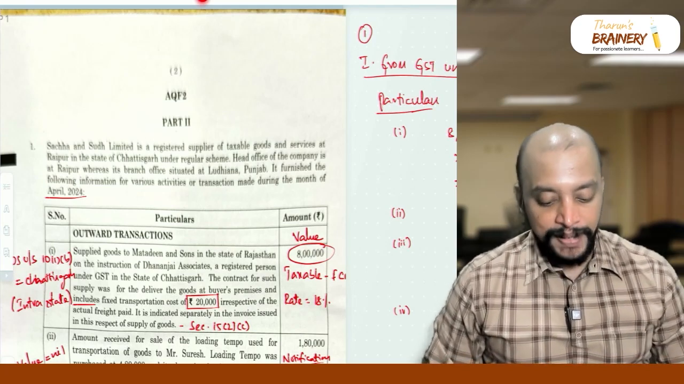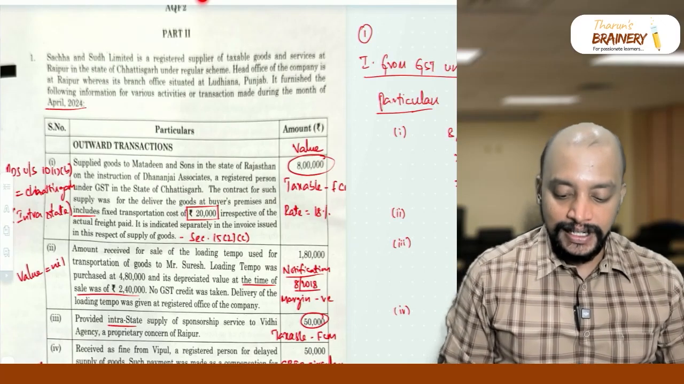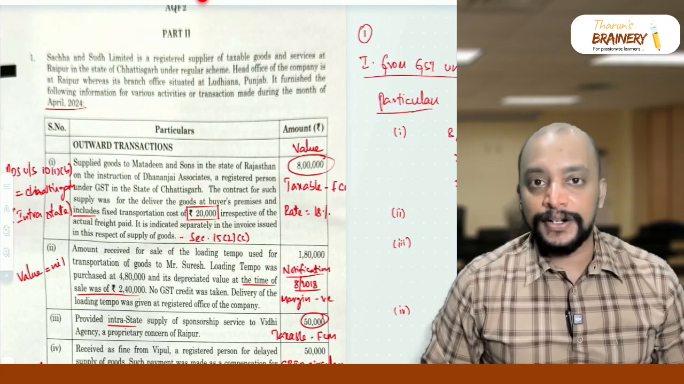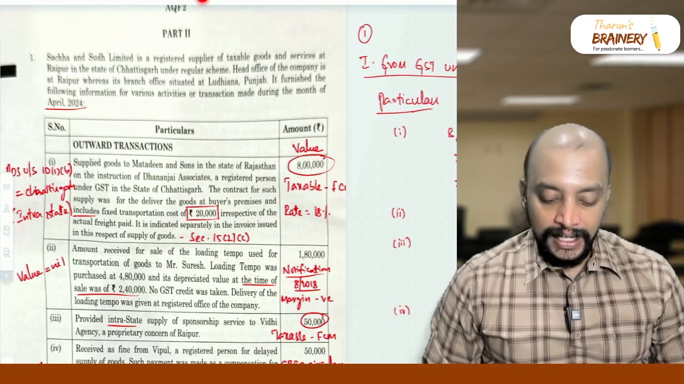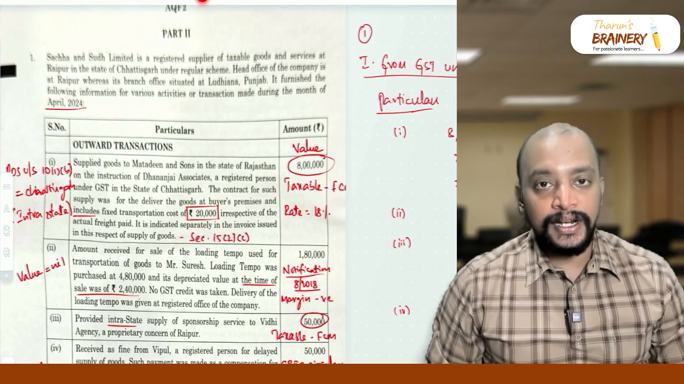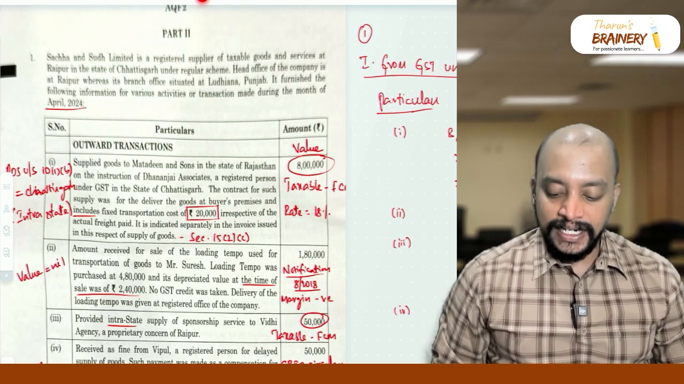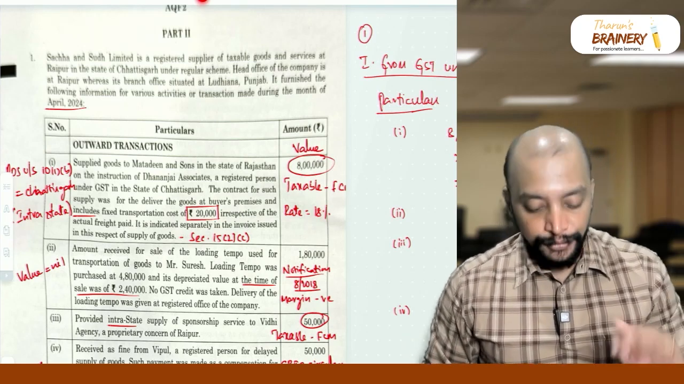First question in Part 2. Sacha and Sud Limited is a registered supplier of taxable goods and services at Raipur in the state of Chhattisgarh under the regular scheme. The head office of the company is at Raipur, whereas its branch office is situated at Ludhiana, Punjab. It furnished the following information for various activities or transactions made during the month of April 2024.